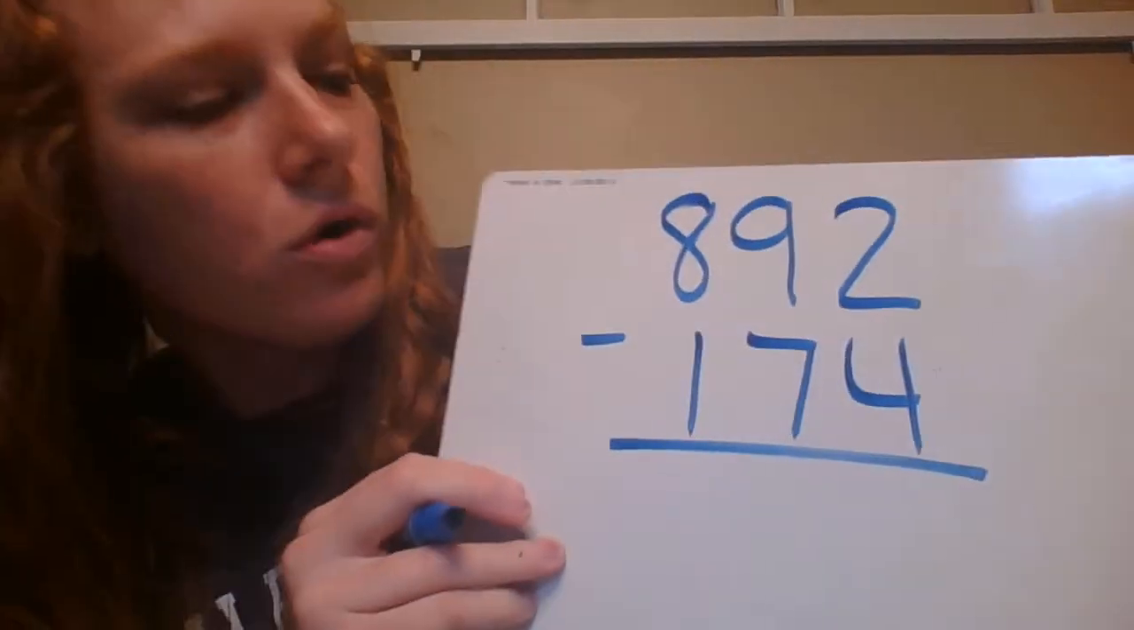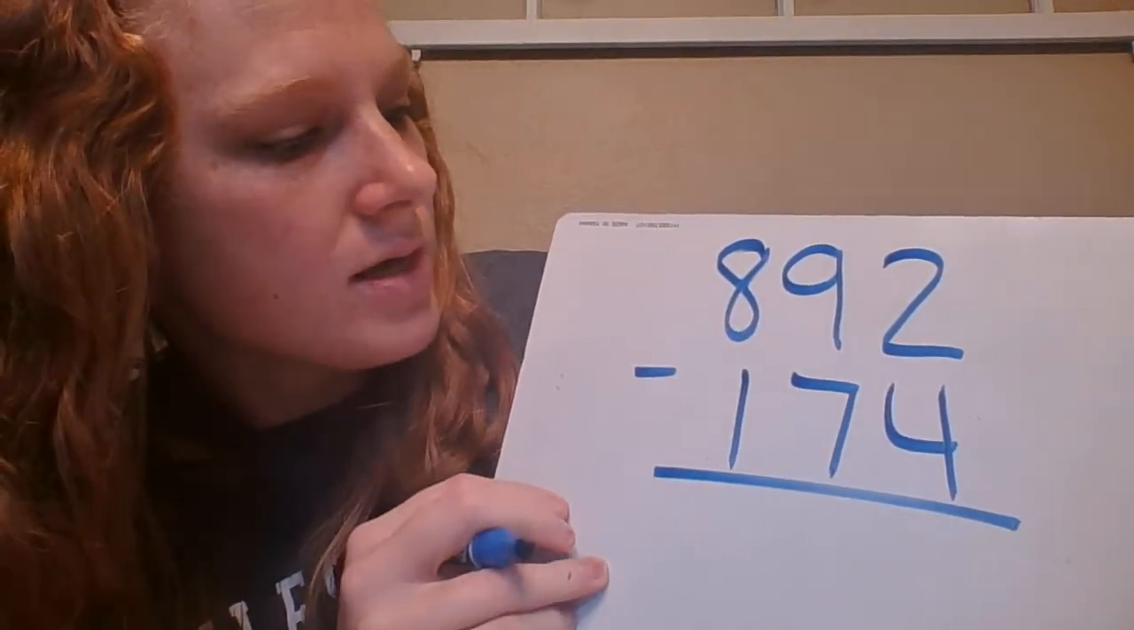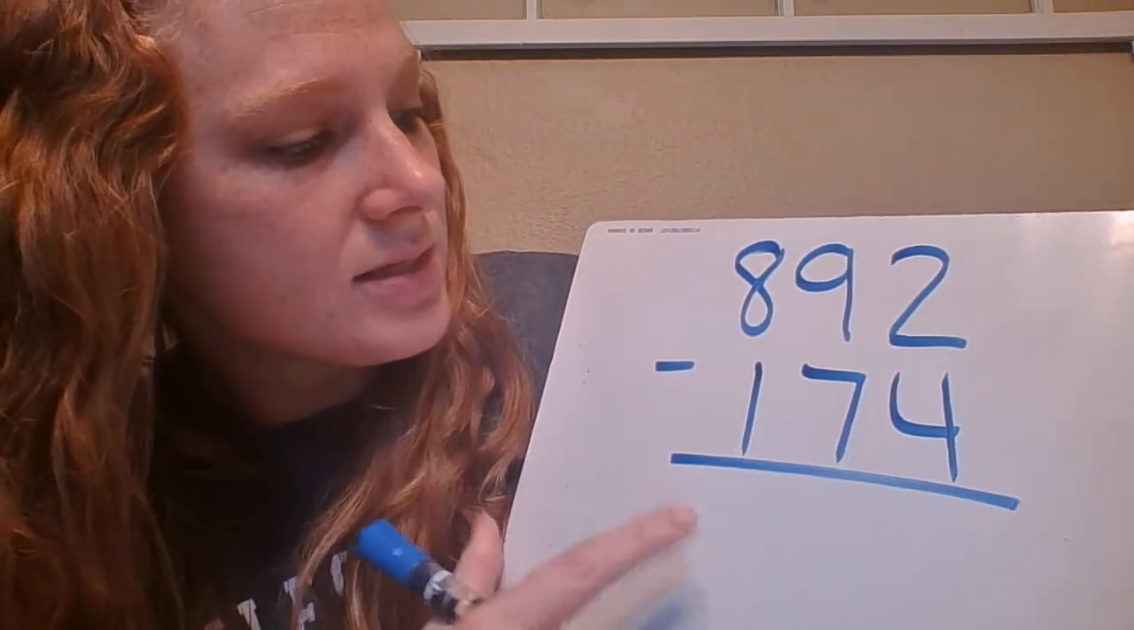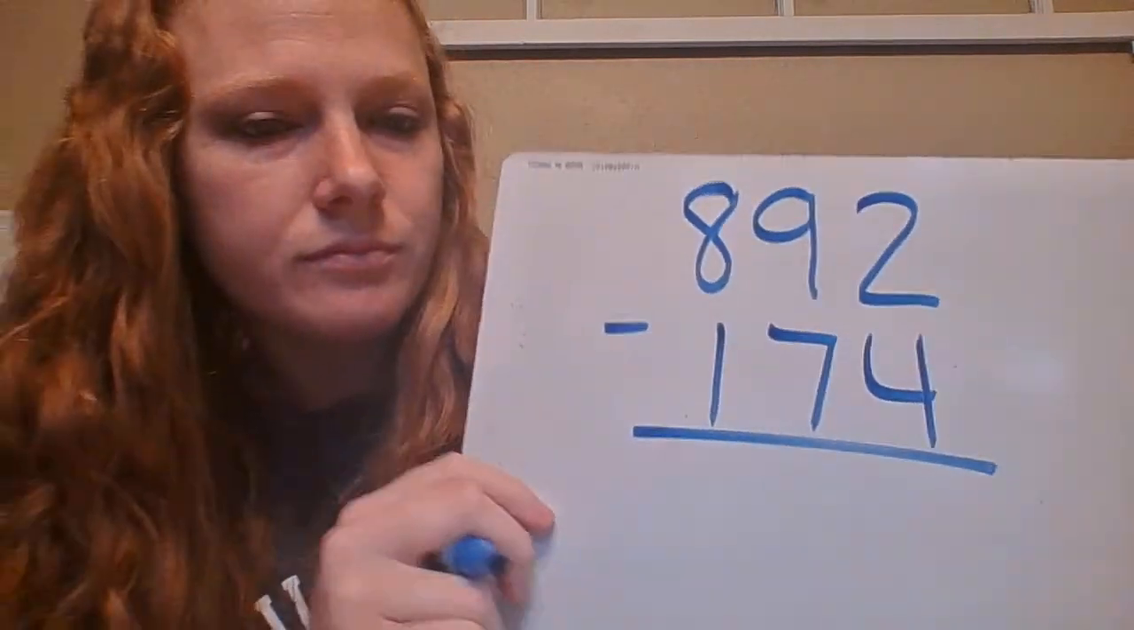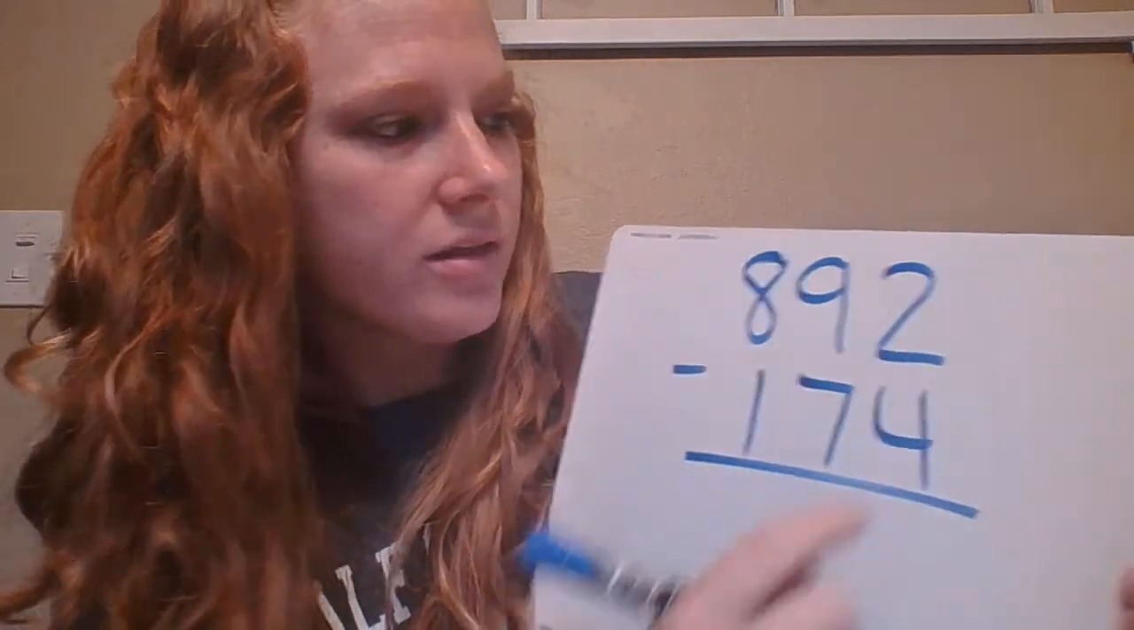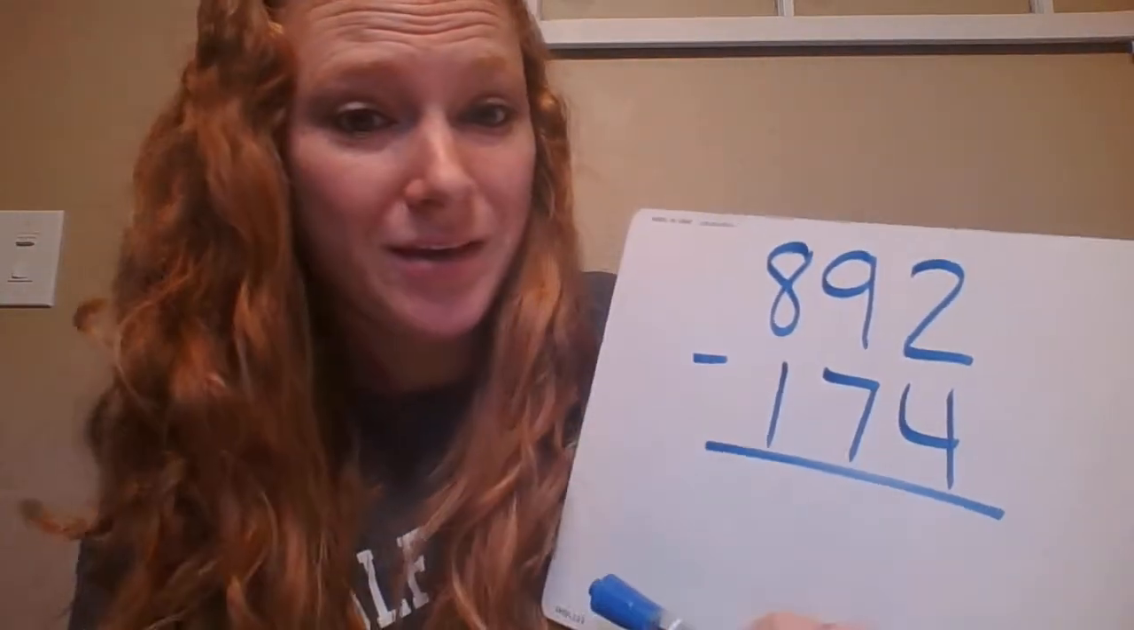Our next problem is 892 minus 174. So, 892 menos 174. Our first two numbers we're going to subtract are 2 and 4.